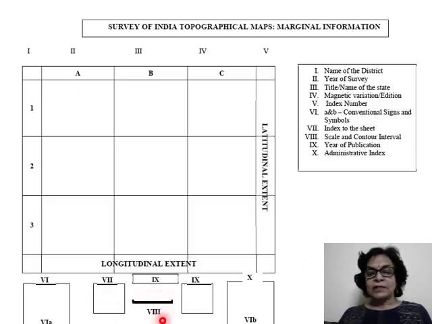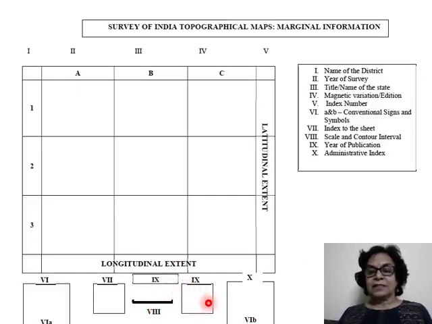The eighth one is about the scale and contour interval. The scale is given in all types: RF, verbal scale, and graphical scale. Then we have the year of publication. We can compare the year of publication and the year of survey and find out if there is a time lag. Probably you need to update some of the data if you are doing a detailed survey.